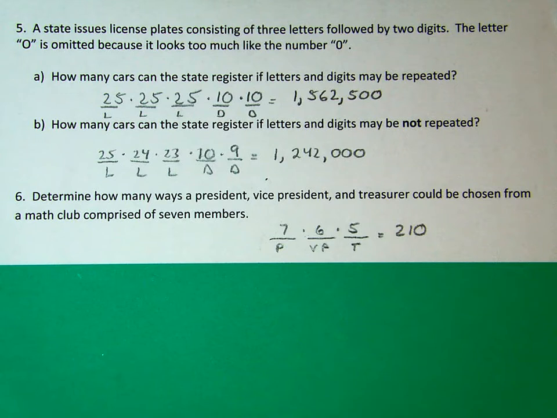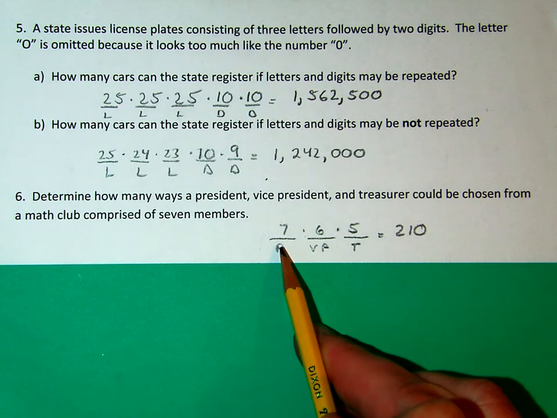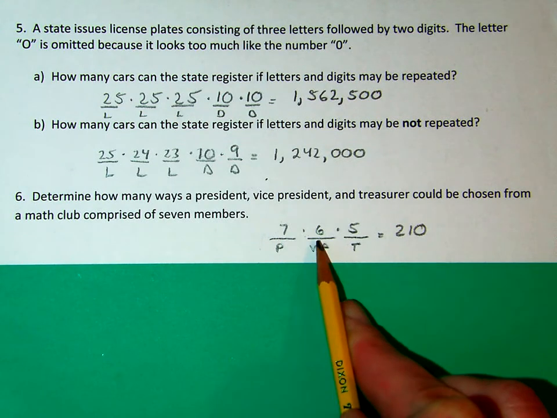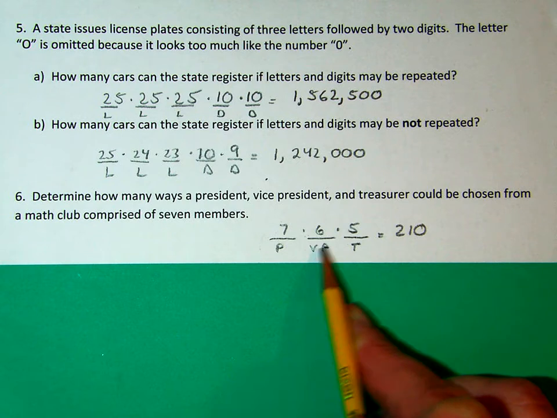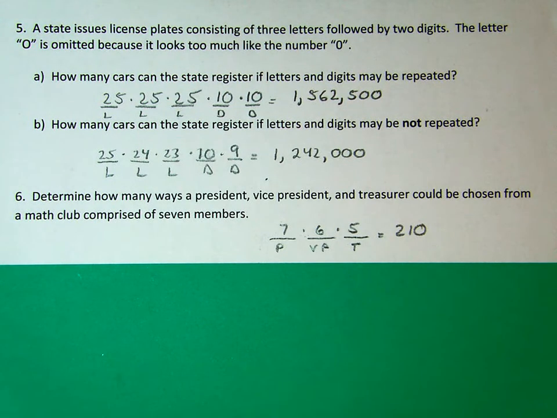Imagine the world anarchy that would occur if you allowed somebody to be president and vice president of a math club of 7 members. Where would it end? Anyway, back to the problem. 7 ways to pick the president. Whoever's president can't be vice president, so 6 people left to choose from. Whoever's president or vice president can't be treasurer. That leaves 5. Fundamental counting principle, multiply those together.